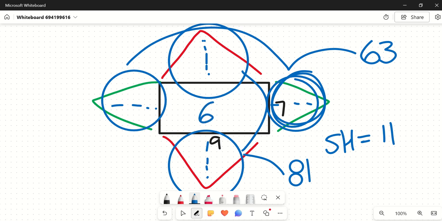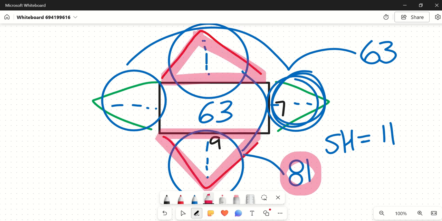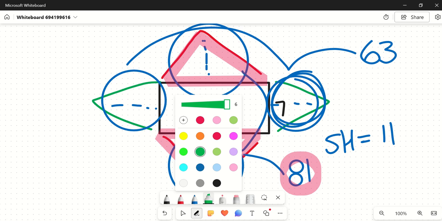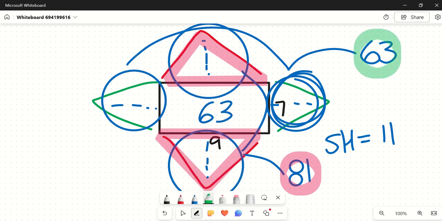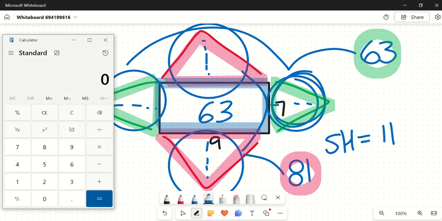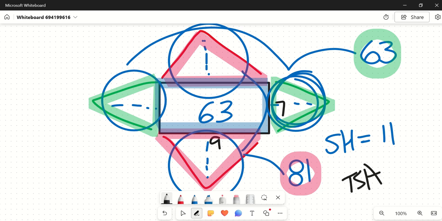Okay. Now I have to add all of these together. Remember, this 81 represents this triangle and this triangle together. This 63 here represents this triangle and this triangle together. And the 63 there in the middle represents the base. All sides are accounted for now, and I'm going to add them all together. Let's start with the base, 63, plus 63 again for the other 2 triangles, plus 81. My total surface area is 207.